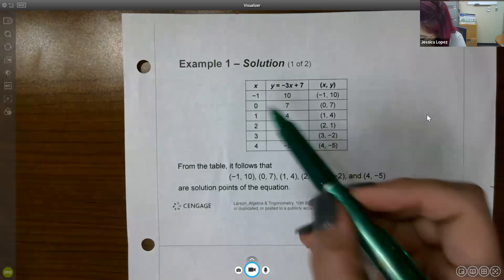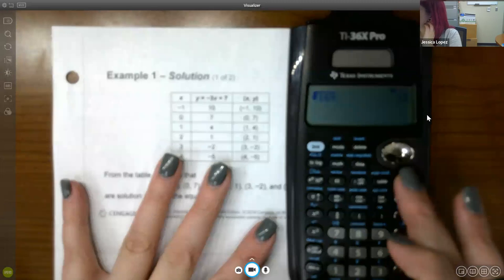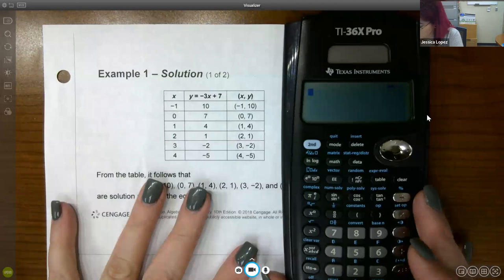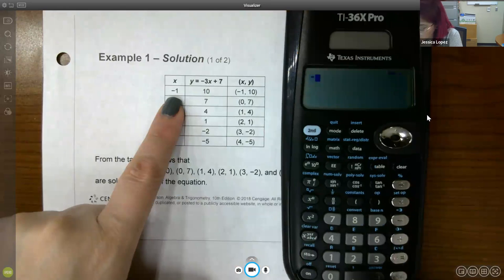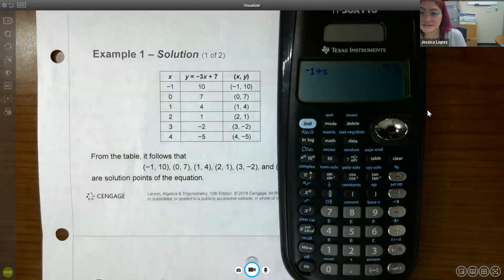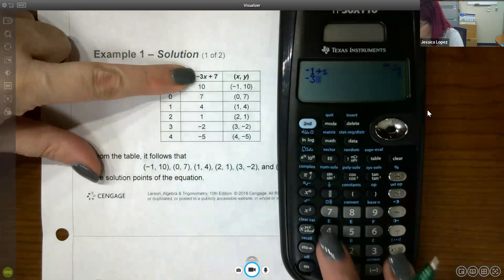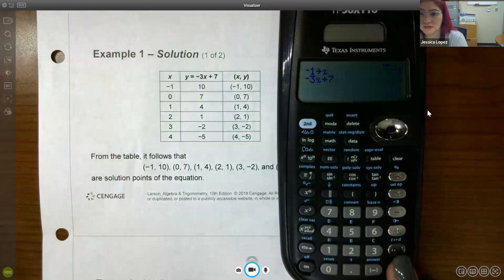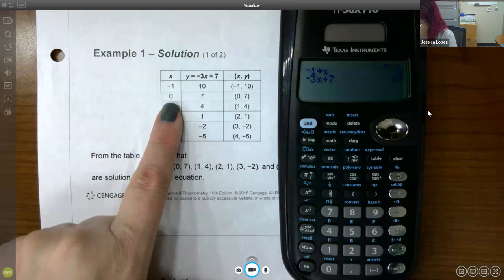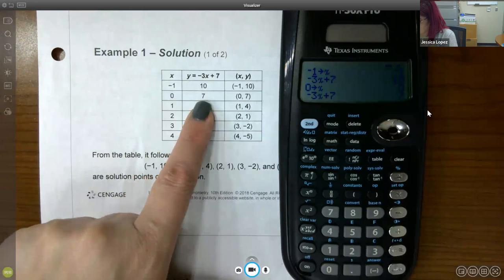So how are they getting these values? They're plugging in -1 for x. Now you can use the programming capability of your calculator. If I hit the first value, -1, store as x, and you hit enter, now every time I type in x, it's going to automatically plug in a -1. So I want to plug in x here: -3x + 7. And when I hit enter, it's going to plug in the -1 and we get 10. Now, if I do 0 store x, and I highlight that expression again, if I hit enter, it plugs in 0 and I get 7, okay?